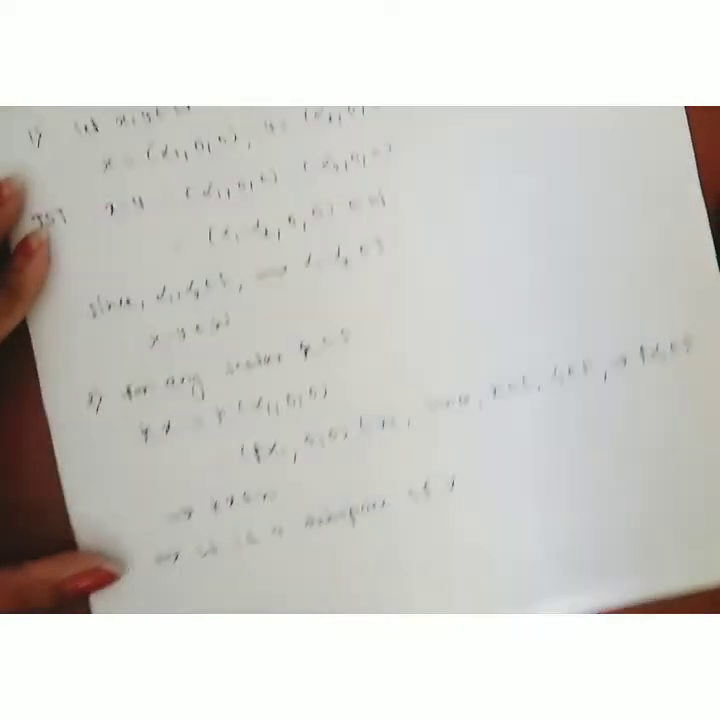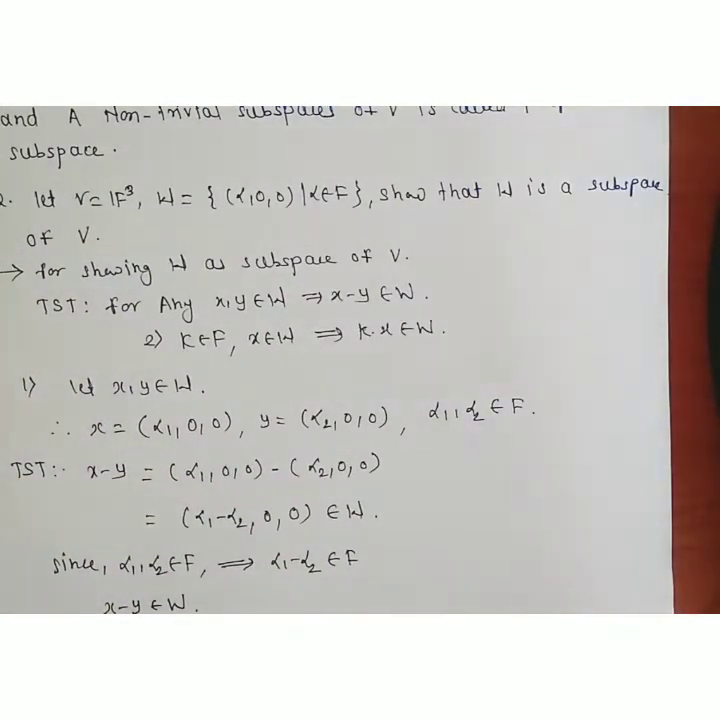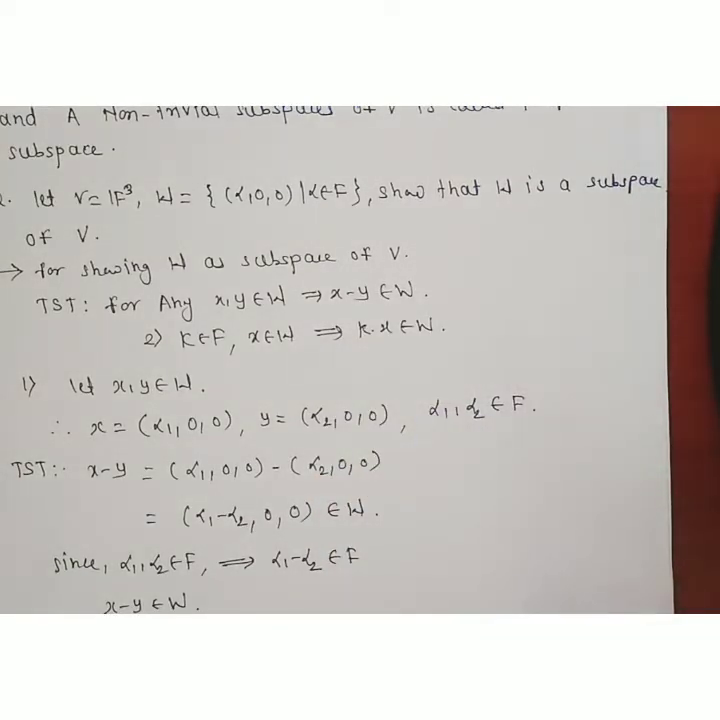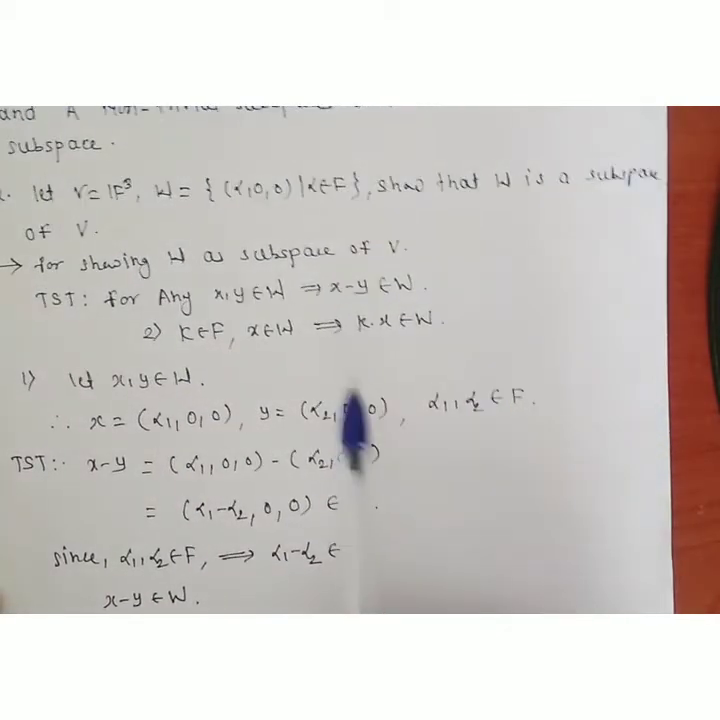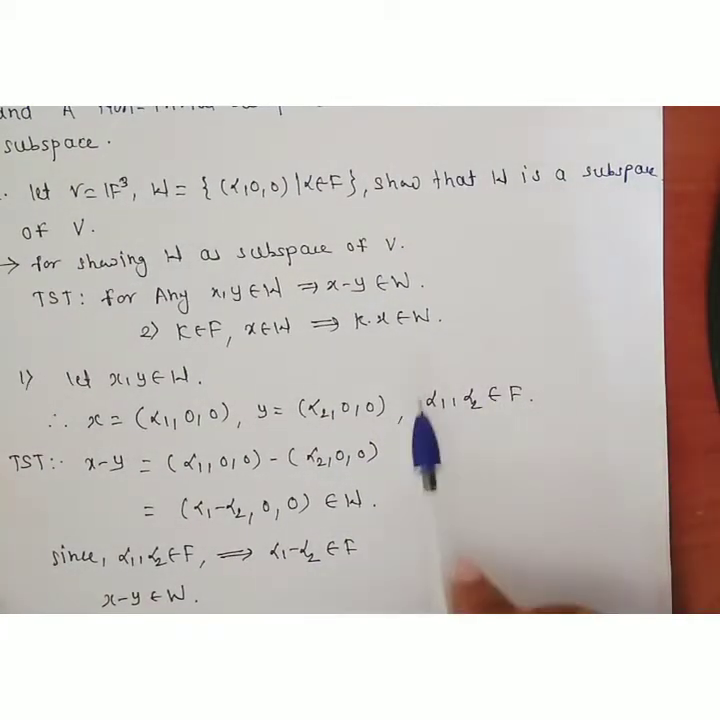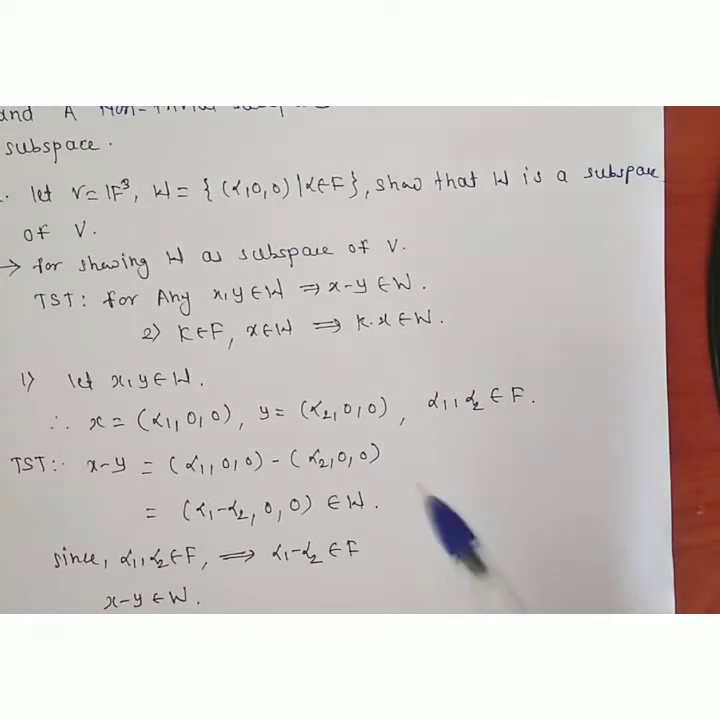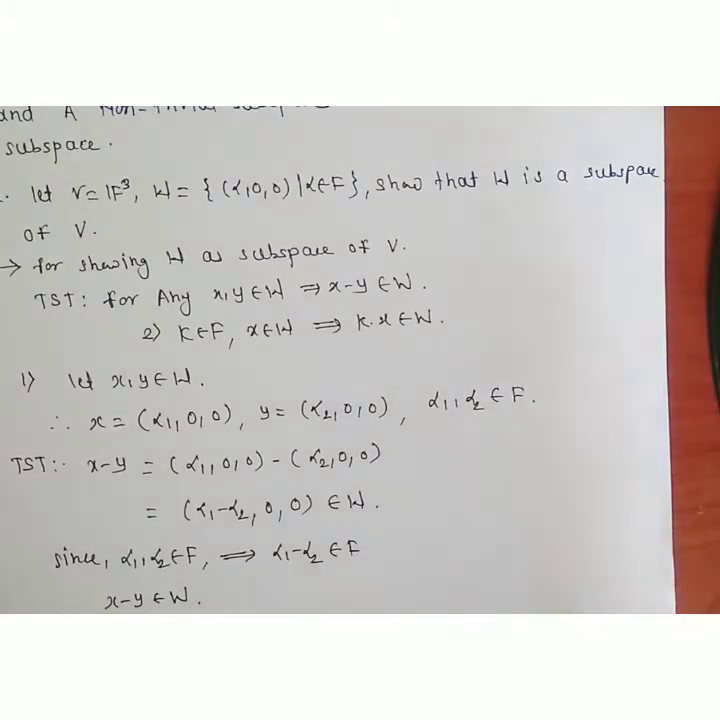Okay, thus W is a subspace of V. Therefore, when we are given an example to show that a set is a subspace of some vector space, we have to satisfy these two properties. For any x, y belonging to W, their subtraction belongs to W, and for any scalar k belonging to a field F and x belonging to that set, their multiplication k times x also belongs to W. These two are the basic things, and by using these two properties, we show that a set is a subspace of a vector space.